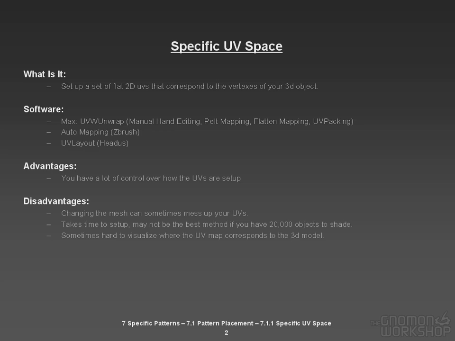But the main disadvantages are that, first of all, changing the mesh can sometimes mess up your UVs. Second of all, it takes time to set these up, and so it may not be the best method to use if you have like 20,000 objects that you need to shade. And also, sometimes it's hard to visualize where the UV map corresponds to your 3D model. So you have to do a number of 3D test renders to make sure that what you're painting in 2D is exactly where you think it is in 3D.